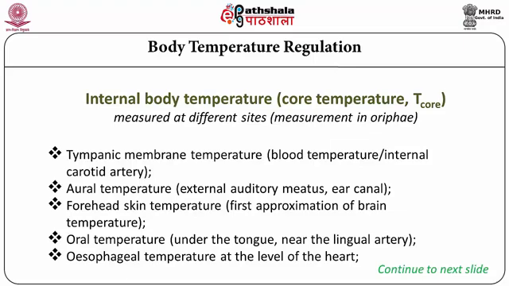In case of other sites, the most common site is when you put the thermometer under the tongue, called the oral temperature. That means the temperature is close to the lingual artery. We can also put a thermometer inside the esophagus, which is very close to the level of the heart. There are different kinds of radio pills available which can be swallowed, and temperature can be constantly monitored from the internal body, which we call the esophageal temperature.